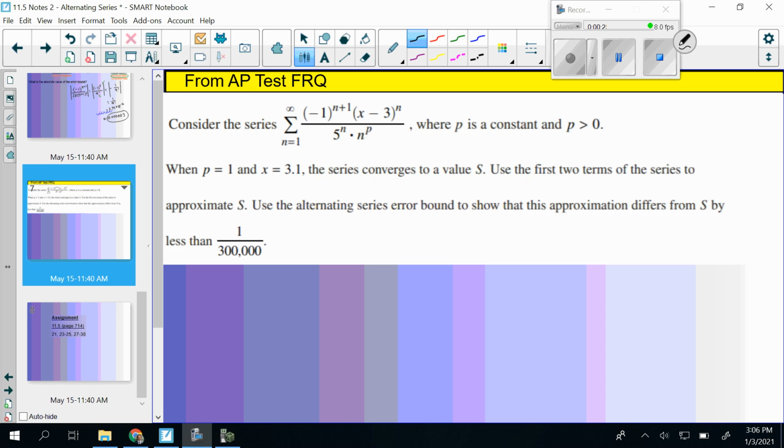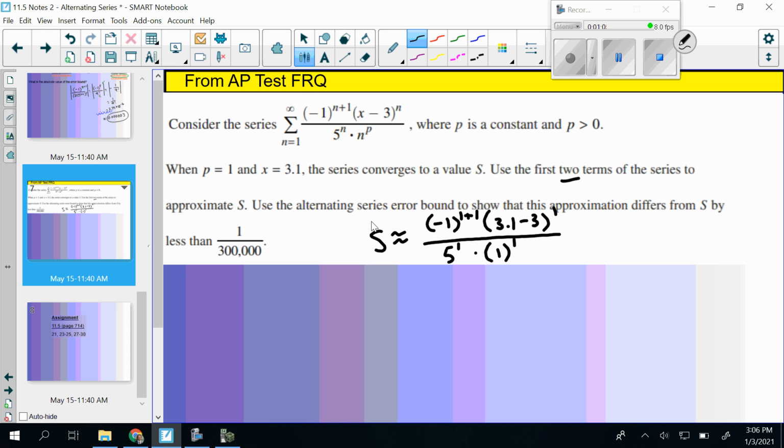So if we want to approximate the sum with the first two terms, let's figure out what those first two are. If we were to put n equals 1 in for this, we would get negative 1 to the 1 plus 1. X, they told us to use 3.1, so 3.1 minus 3, n is 1. On bottom, we'd have 5 to the 1 times 1, and they told us p is also 1 here. All right, so that would be the first term, but they want us to find the approximation for the first two terms, so we want to find the next one now.